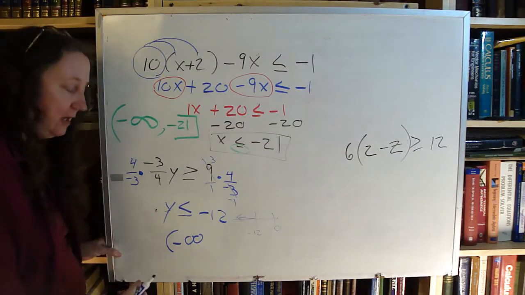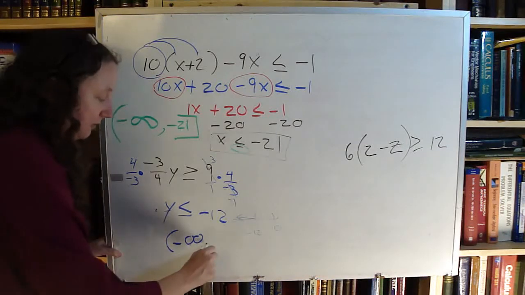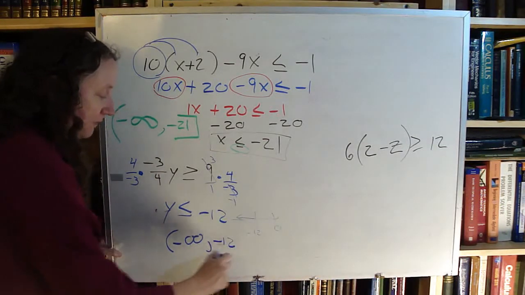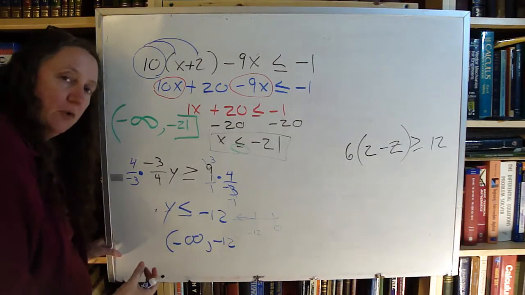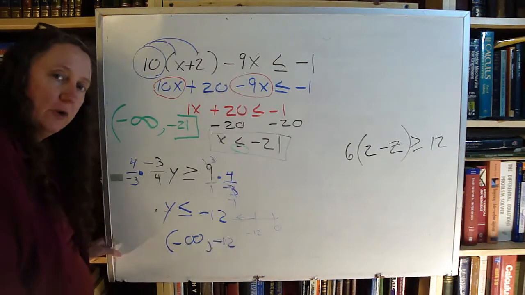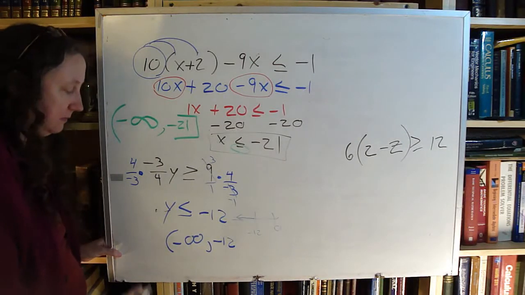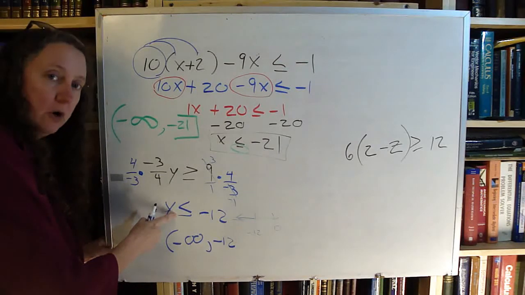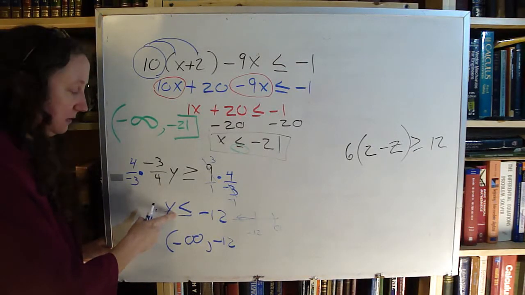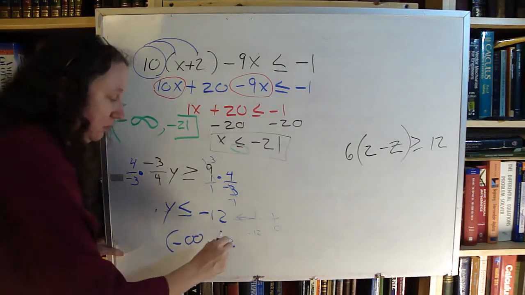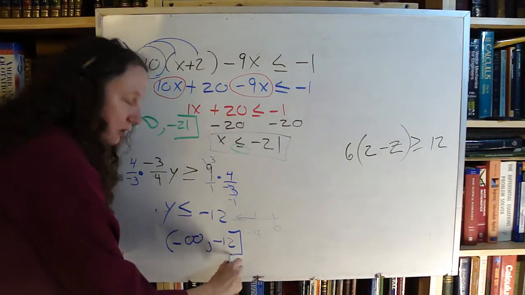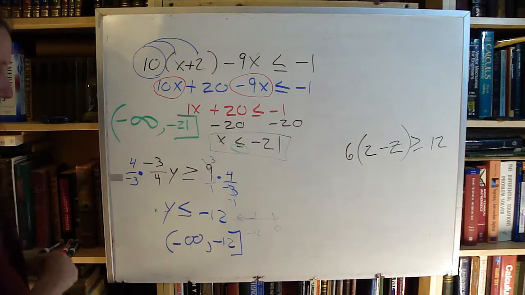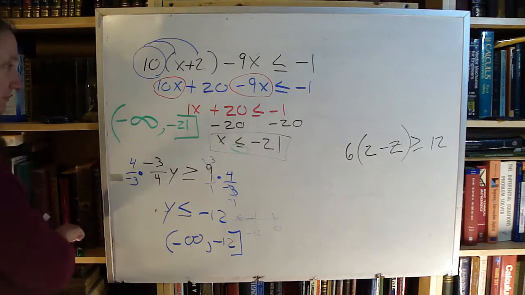So now I see by drawing my picture that the negative infinity comes first. Infinity, positive or negative, always gets the round parentheses. Then the comma, then the negative 12. Do I close it off with round parentheses, or do I close it off with square bracket? It has an equal to part on the inequality. Because it's equal, it's square bracket. So now I have my answer there.